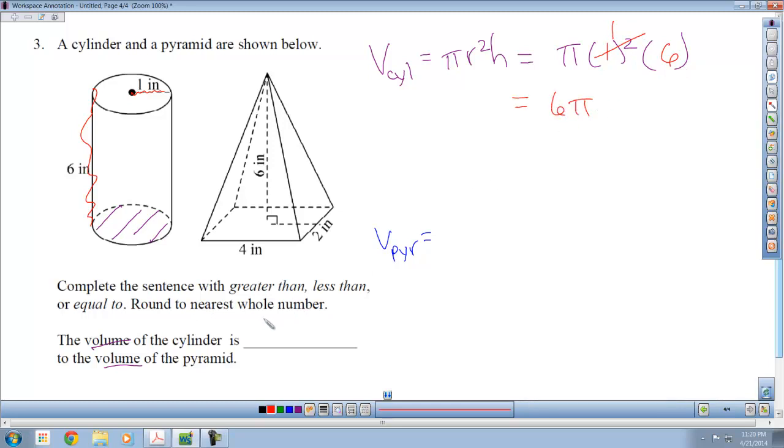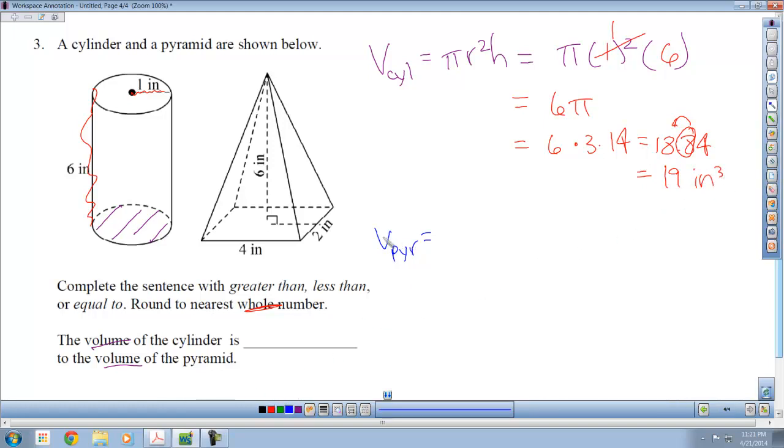Okay, it does want us to round to the nearest whole number, so if I do 6 times 3.14, 6 times 3.14 equals 18.84, and they want us to round to the nearest whole number. So I'm going to look at the 8. What does the 8 do to the other 8? It turns it into 9. So we're going to call this 9 inches cubed when we round it off.